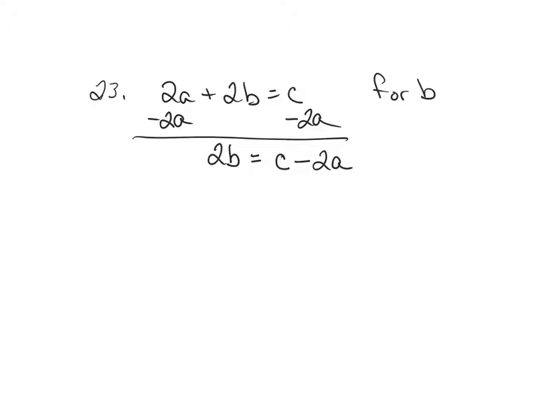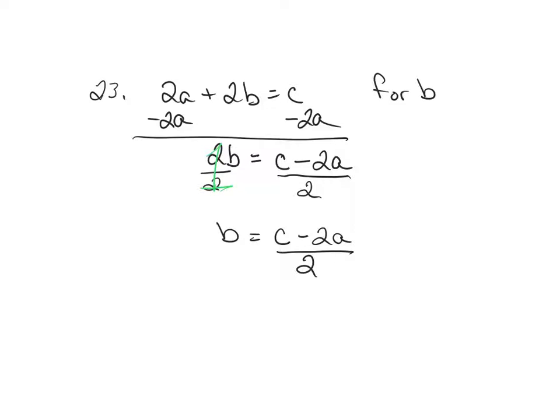We do this by multiplying by the reciprocal, which would be 1/2. You can think of it as dividing by 2, same difference. But when we do it to the other side, we've got to do it to the whole side. Okay, so now we've created our 1b. So we only have b. This equals c minus 2a all over 2.